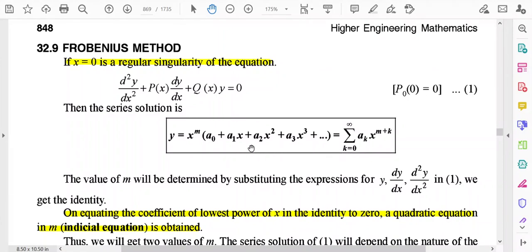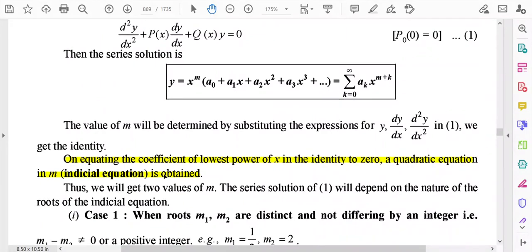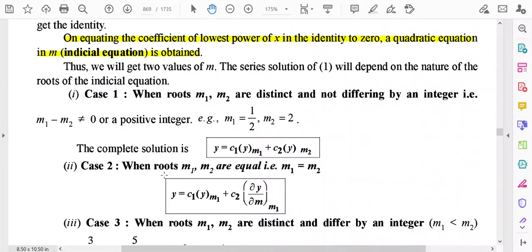And if y is this one, then what we have to calculate is y, dy by dx, d square y by dx square step by step. And from the equation, you have to calculate the value of m. You see there is a value of m here. So you have to calculate the value of m, and on calculating the value of m, there may be different types of solution that we will show step by step here.